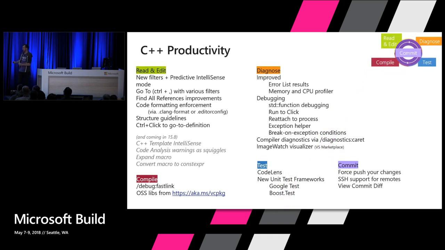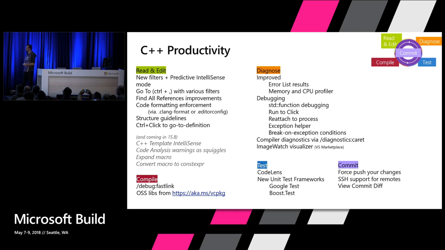Obviously, as I mentioned, I haven't covered all the features in this demo. There's a much longer list of productivity features inside Visual Studio. For example, the std::function debugging. That's an improvement we made in debugging that allows you to step directly into your code rather than having to step over all the glue code that the standard library has for a std::function.